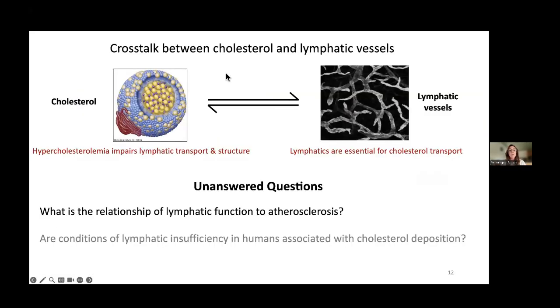So basically, what I've shown here is that there is this bidirectional crosstalk between cholesterol and lymphatics. On one hand, lymphatics are really important for cholesterol transport and to prevent its excessive accumulation in the tissue. But on the other hand, when you have this excess cholesterol, this can impair lymphatic transport and structure. Of course, identifying this crosstalk led to more questions, and particularly one question was: what is the relationship of lymphatic function to atherosclerosis?